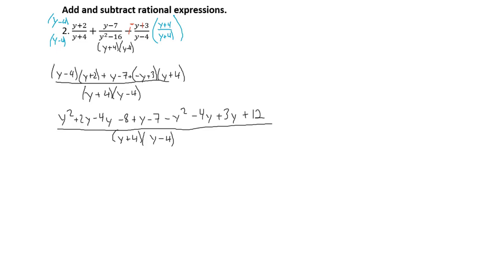I got these y² that cancel out. And then I have a 2y and a negative 4y plus y, so that's negative y, minus 4y. And so that all gives me a negative 2y. And then with my numbers, a negative 8, a negative 7, and a 12 give me a negative 3. All of that over (y + 4)(y - 4). All right, that's all I have for you today. Happy studying.